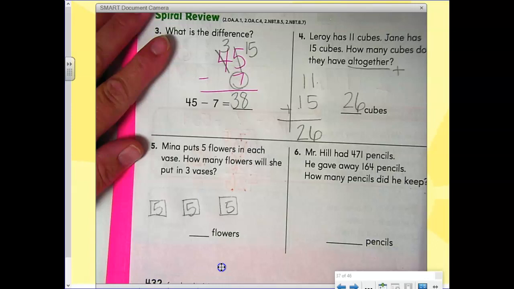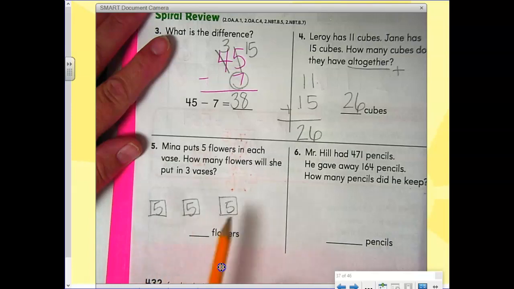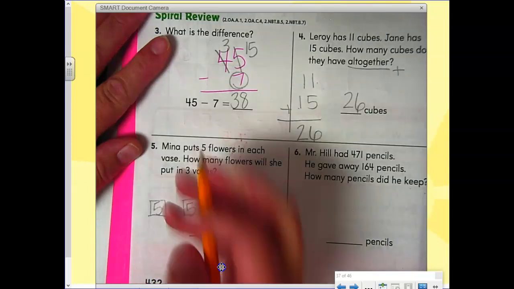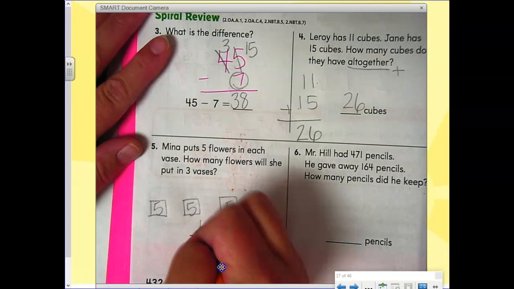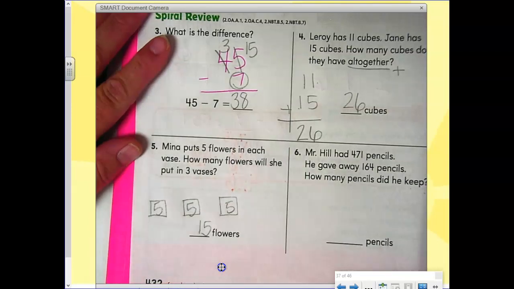Thank you. All right, count by 5s. 5, 10, 15. 5 plus 5 plus 5 equals 15.